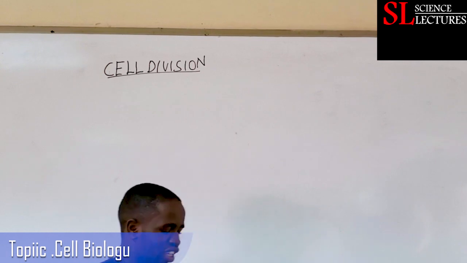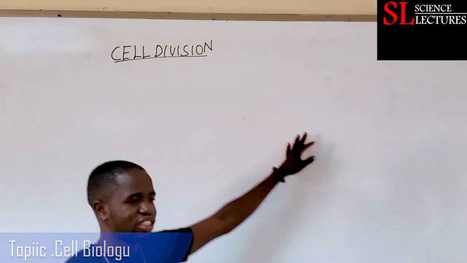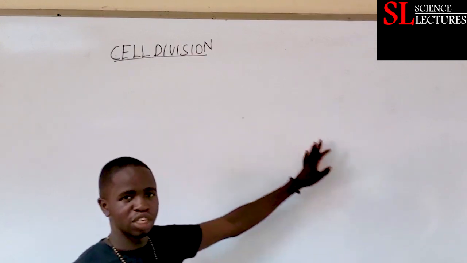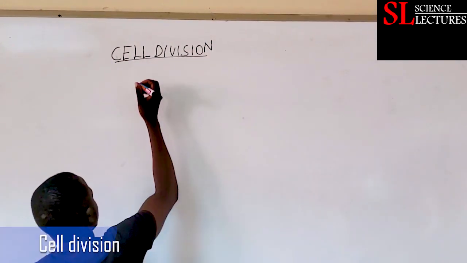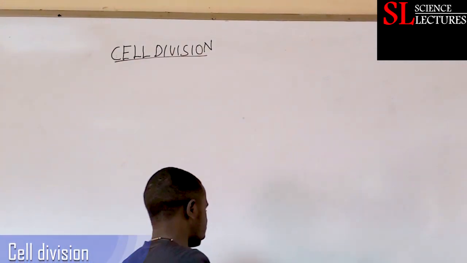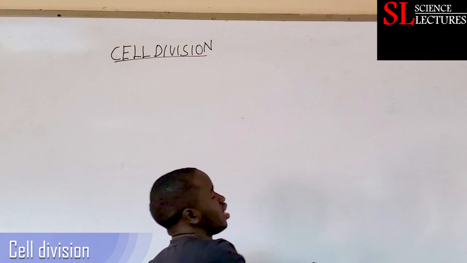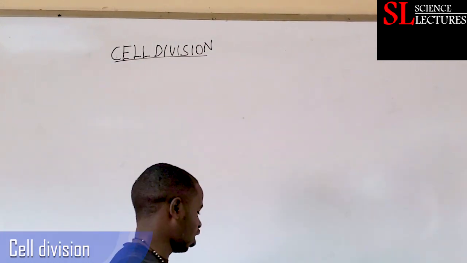Today we are going to look at the last part of our playlist, that is cell communication and cell division. Cell division is the process by which a cell divides to form daughter cells.